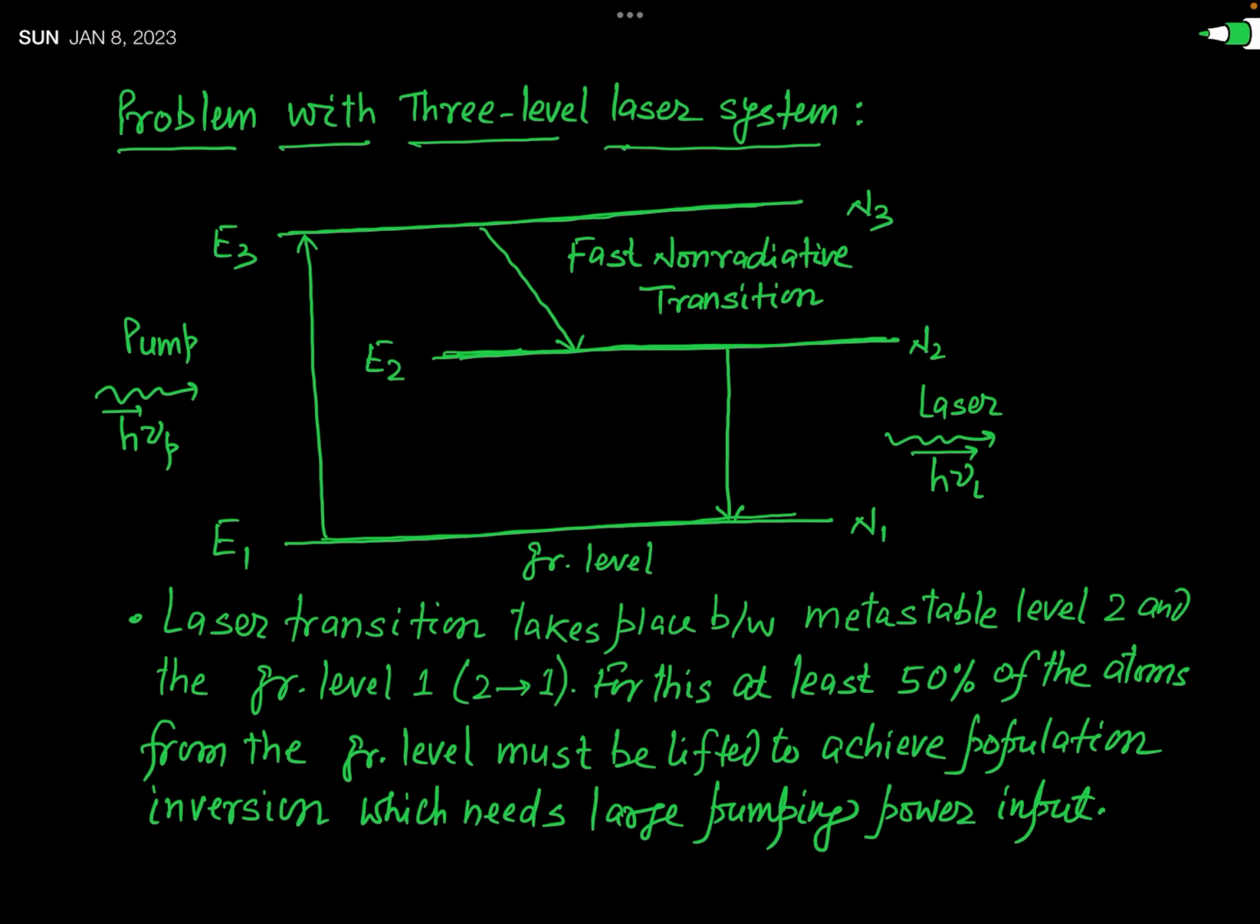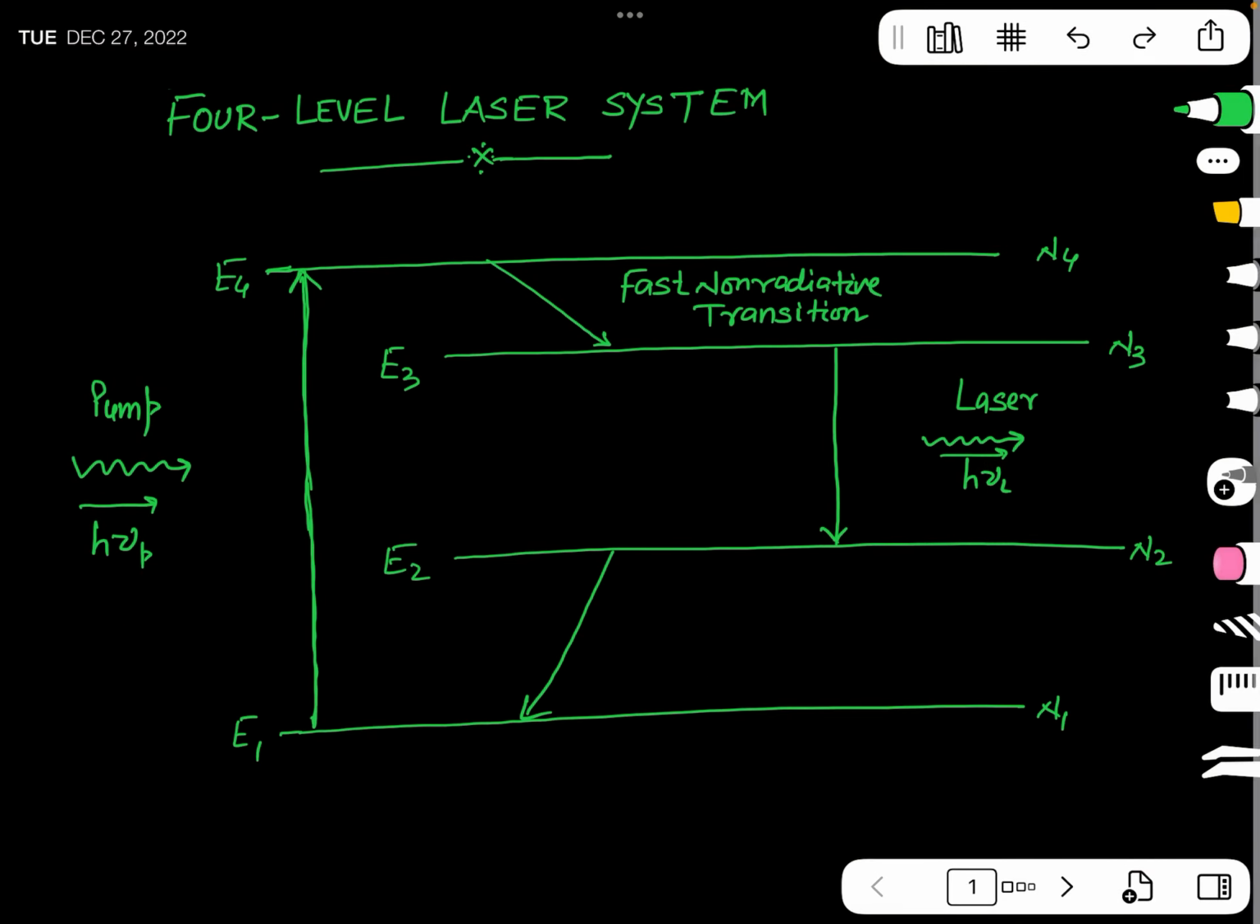And that's why the four-level laser system is superior in use to the three-level laser system. So this is the problem with a three-level laser system, and so we use in general the four-level laser system. As I have told you, in the case of the helium-neon laser and the Nd-YAG laser, you will find a four-level laser system. So now let us start to deal with the four-level laser system.